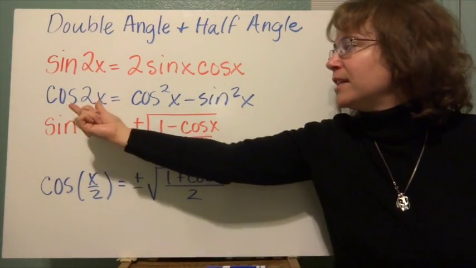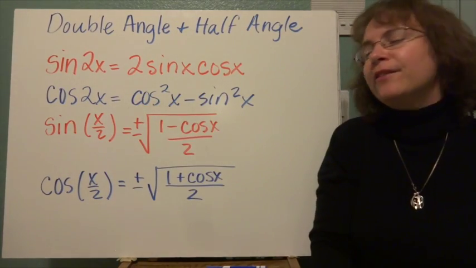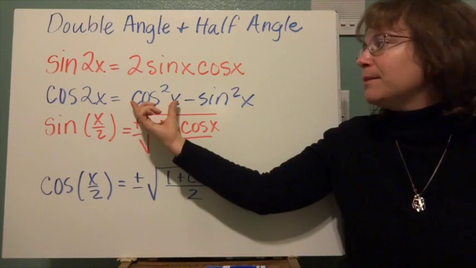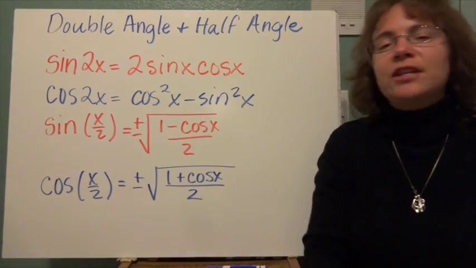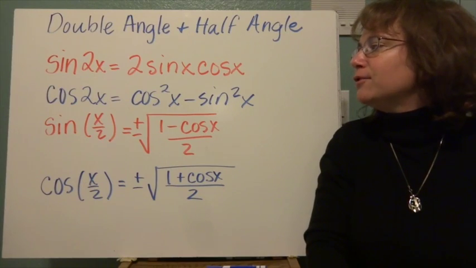We also have cosine of 2x equals cosine squared of x minus sine squared of x. And we have a few others we can manipulate to also give us cosine of 2x. I'm just going to use this one identity for cosine of 2x.